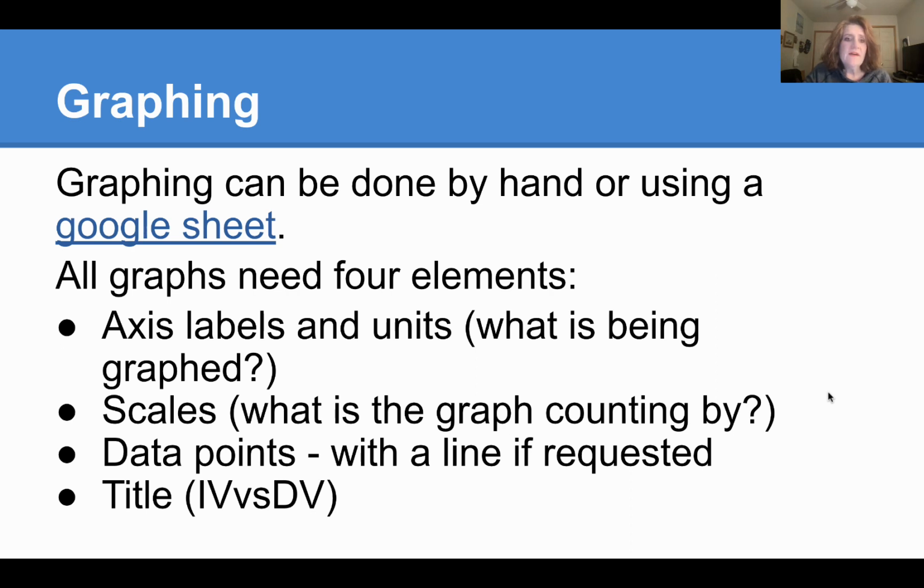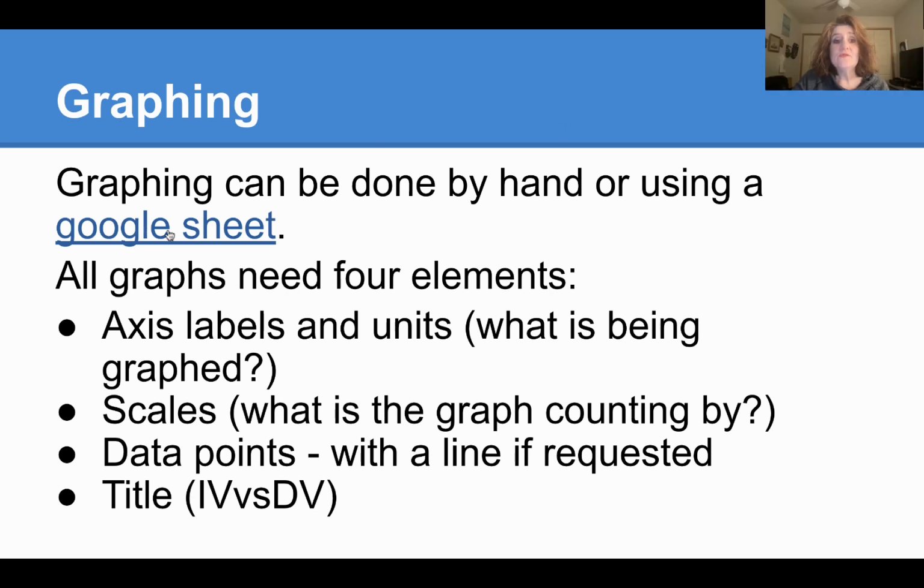Now, when you go to graph that data, you can use either a Google Sheet or it can be done by hand. But every graph needs 4 elements. The nice thing about a Google Sheet is it'll do it for you. It needs the axis labels in units, what is being graphed; the scales, what the graph is going to count by; the data points, and a line if you're requested to draw a line that fits the data; and a title, IV versus DV. IV is the independent variable, DV is the dependent variable.